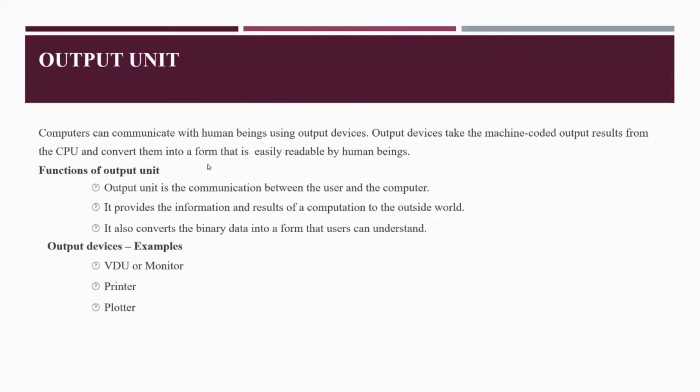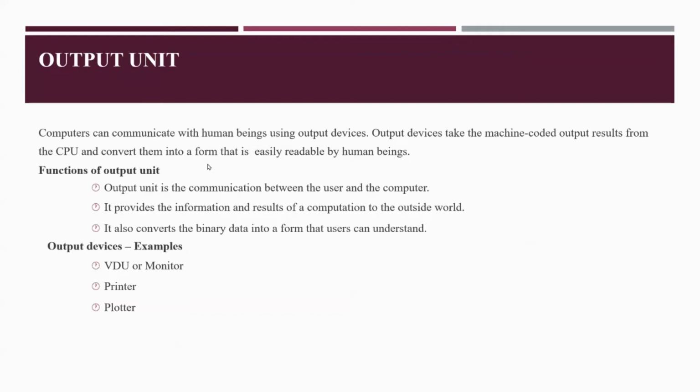Second is the output unit. The output unit is the unit that provides output to human beings. We have given the input as 2 plus 2, and we need to compute 2 plus 2. The CPU will perform 2 plus 2, and you will get the output as 4 in the output window, or on the monitor. Output devices can be a monitor, a printer, a plotter, or anything.